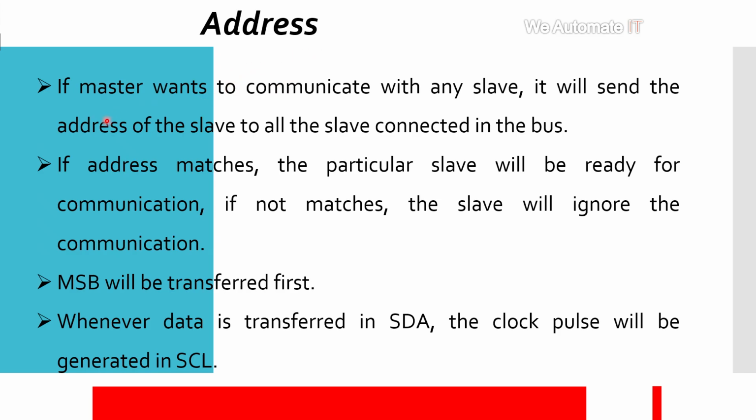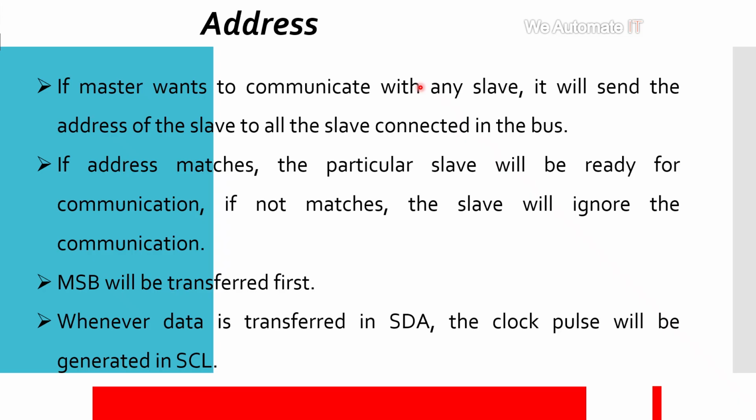As for addresses, if the master wants to communicate with any slave, it will send the address of the slave to all the slaves connected to the bus. I have told you already, right? The master is only one, but there are a number of slaves. So while communicating, the master sends the data to all the slaves on the bus, but with a unique address which the responding slave must match.